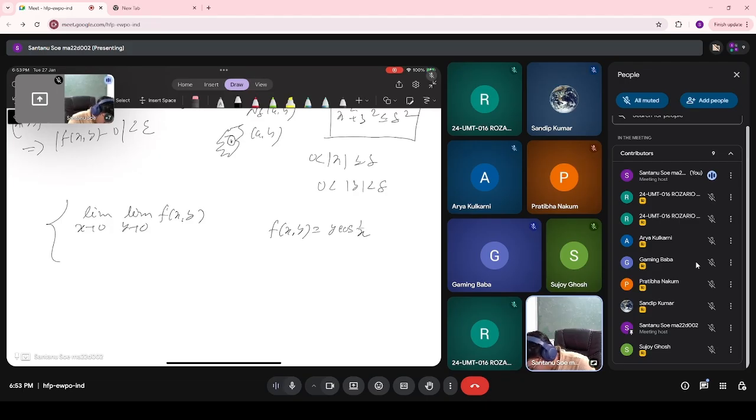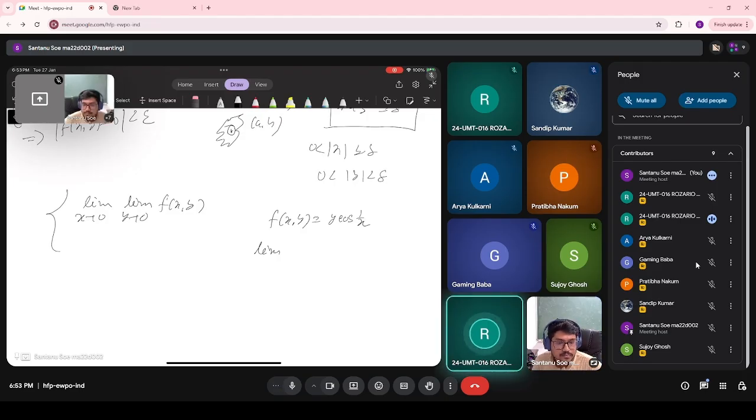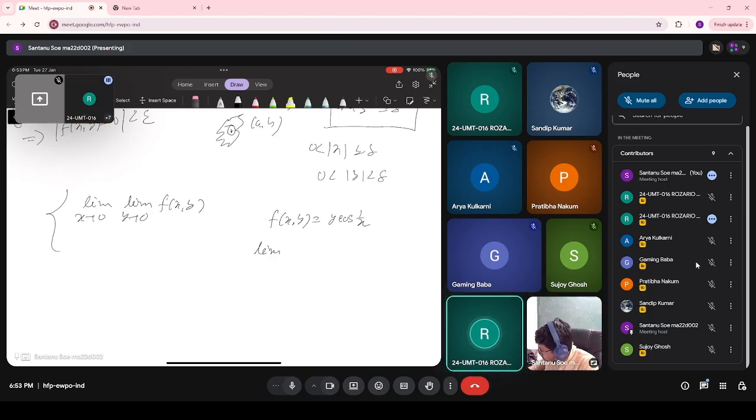Okay. So now try to see that. Yeah, please tell me. If the double limit exists, then the iterated limit as well exists. If the double limit exists, then the iterated limit as well exists. Are you sure?